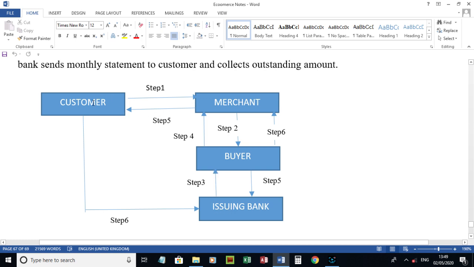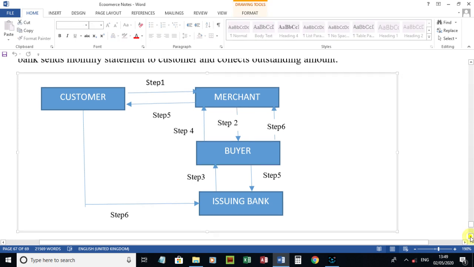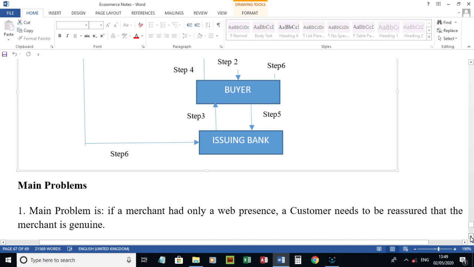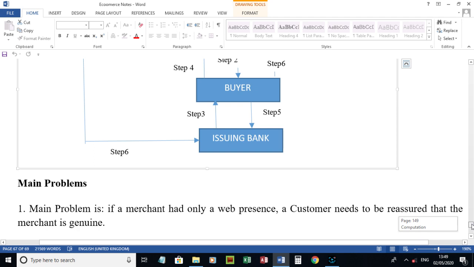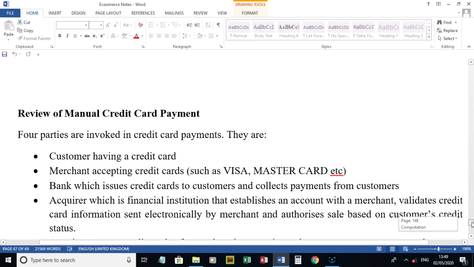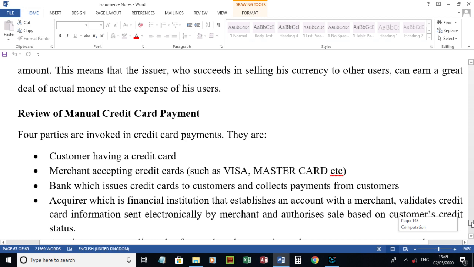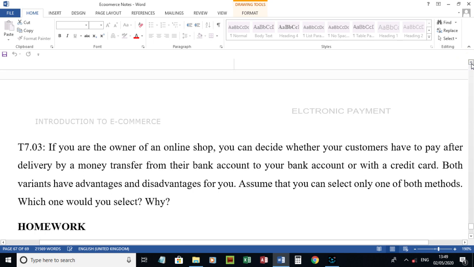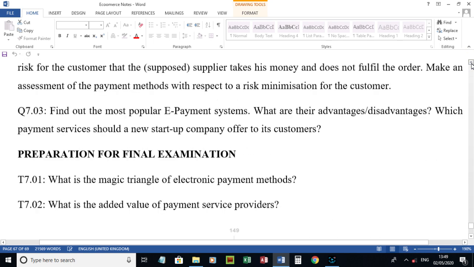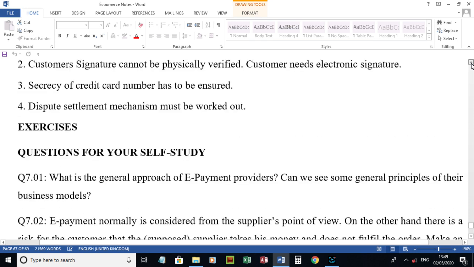So what they are saying is that we need these parties and they must be interrelated. In a group exam, I may ask you to design a model for the successful implementation of, say, credit card payment, MasterCard, Visa, or Momo or Airtel. Make it yourself from any angle, and you must be prepared to do it.